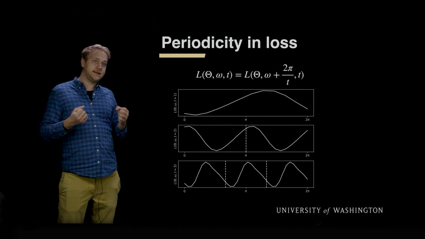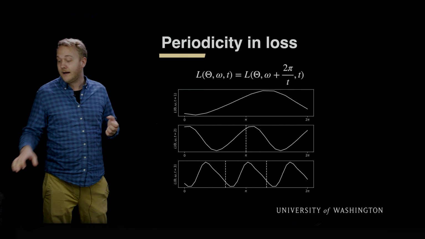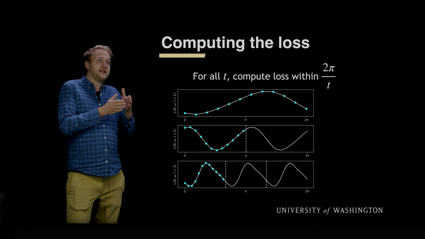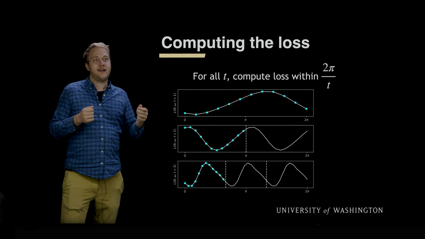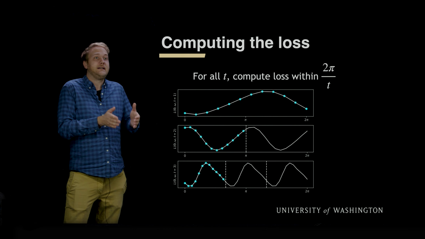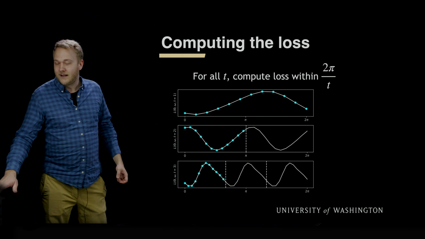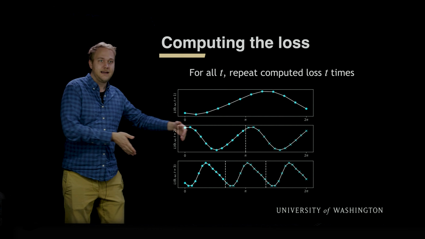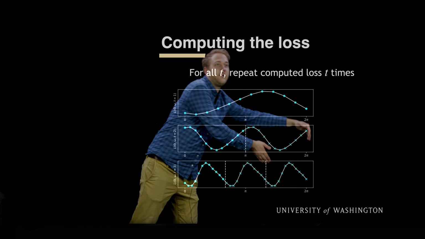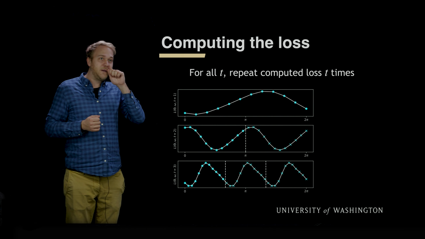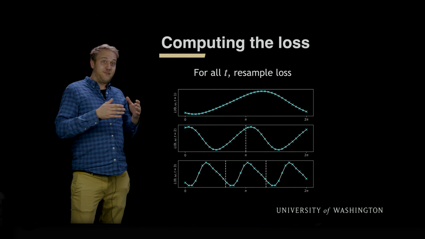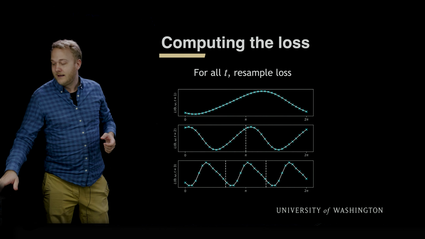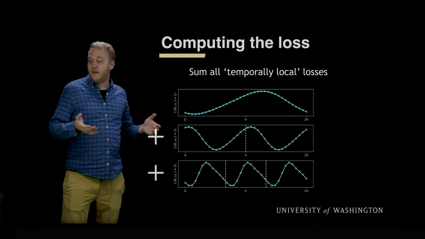So how do we exploit the periodicity in those temporally local loss functions in order to solve for omega I? What we do is we just sample this loss function for every t within 2 pi divided by t. And then we have all the information we need in order to solve globally for omega I. Because once we have the loss function computed within the first period, we can just take this period and copy and paste it over and over. So we need to repeat the loss function t times. But then, because we want to sum all of these loss functions up, we need to resample them to have the same sampling interval. And the last step is just to sum all of them up.